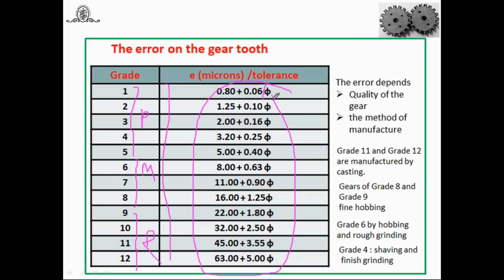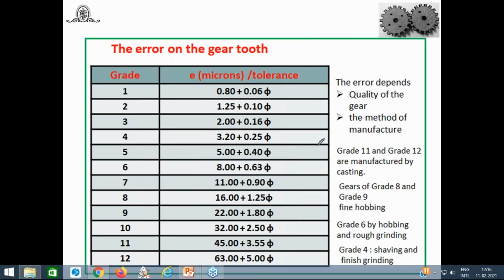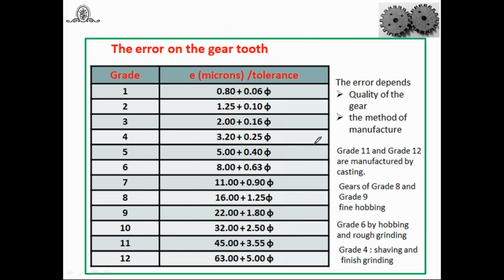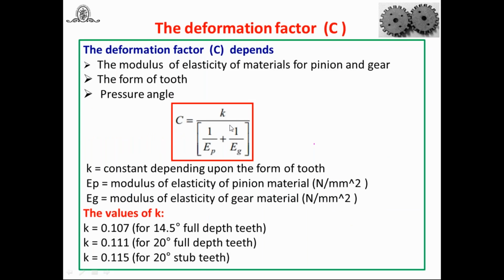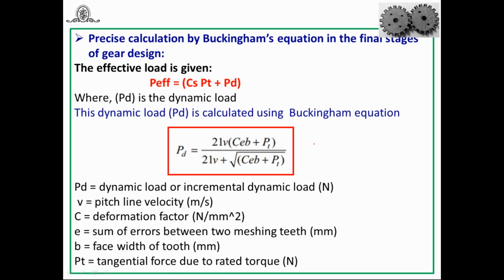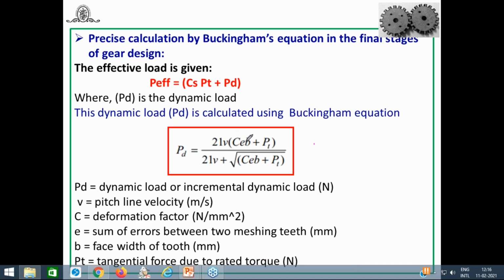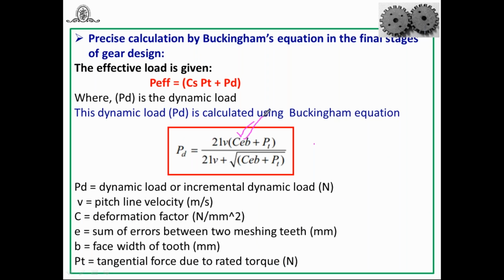By using this relation, you have to substitute pi p for pinion and pi g for gear. You will get EP, EG, and you can find out E is equal to EP plus EG. Hoping you are getting all these points. Okay. And once you get this, what you have to do? You have to find out the PD. PD means this. I am going to show you once again. You will get C, you will get E, you will get B, PT.